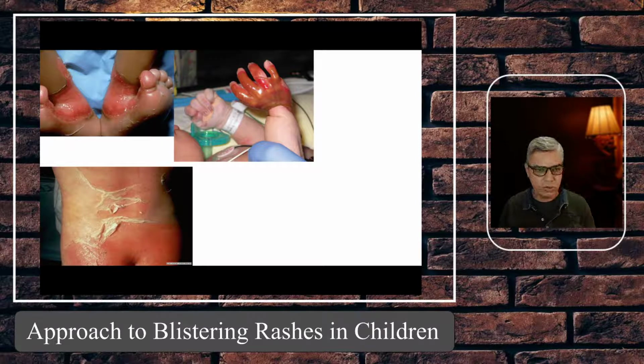So this in a nutshell was an approach to blistering rashes in children. Once again, just to summarize, please keep in mind that blisters are small skin lesions which are filled with clear fluid. If they are less than 0.5 centimeter in size, we call them vesicles. If they are more than 0.5 centimeter in size, we call them bullae. Again, we have to see whether it's a predominantly vesicular lesion or a predominantly bullous lesion, and whether it's localized or widespread. And on the basis of that, there are different types of causes for these lesions.